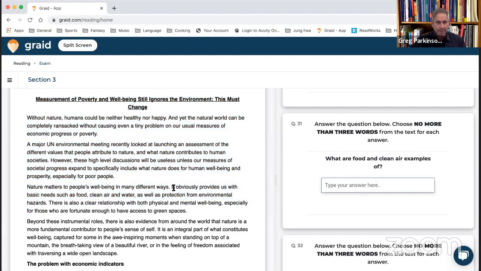And it begins, it obviously provides us with the basic needs such as, right? So now, "such as" is a phrase used to introduce examples. So what are they examples of? They are examples of basic needs, right? So basic needs such as food and clean air, right? So they are examples of basic needs.